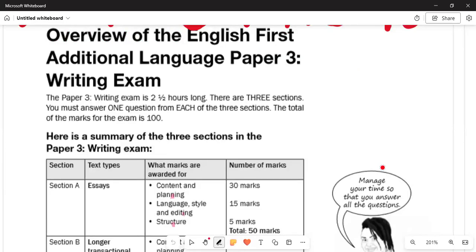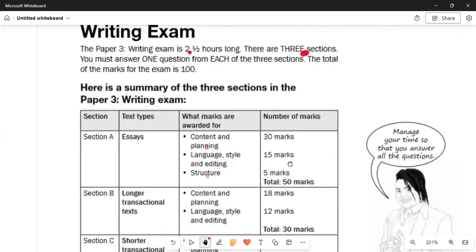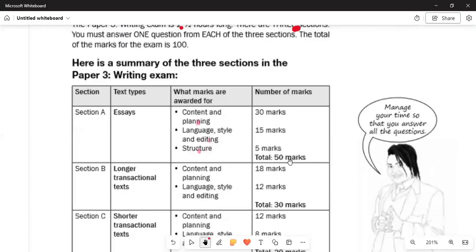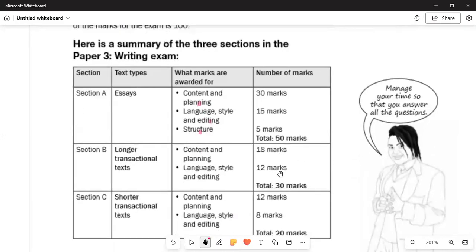In terms of the time frame and duration, it will be a 2.5 hour long paper, and there are 3 sections that you need to take note of: Section A, B, and C. You must answer 1 question from each of the 3 sections, and the total is 100 marks. So let us ensure that we tune in until the end of the module. Here is the summary of these 3 sections that I am talking about.